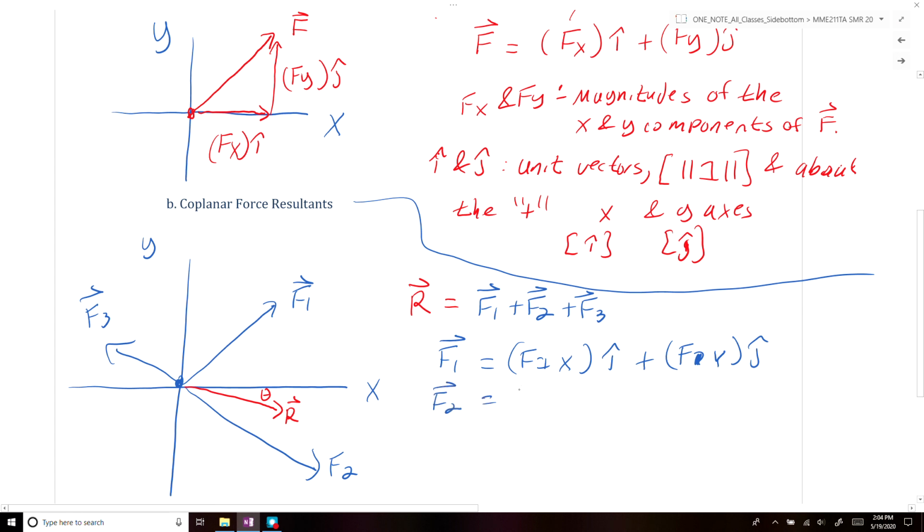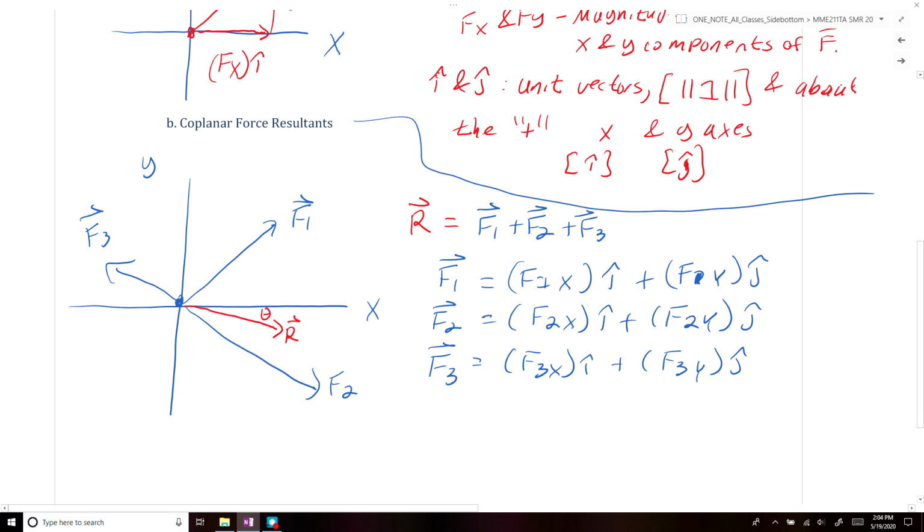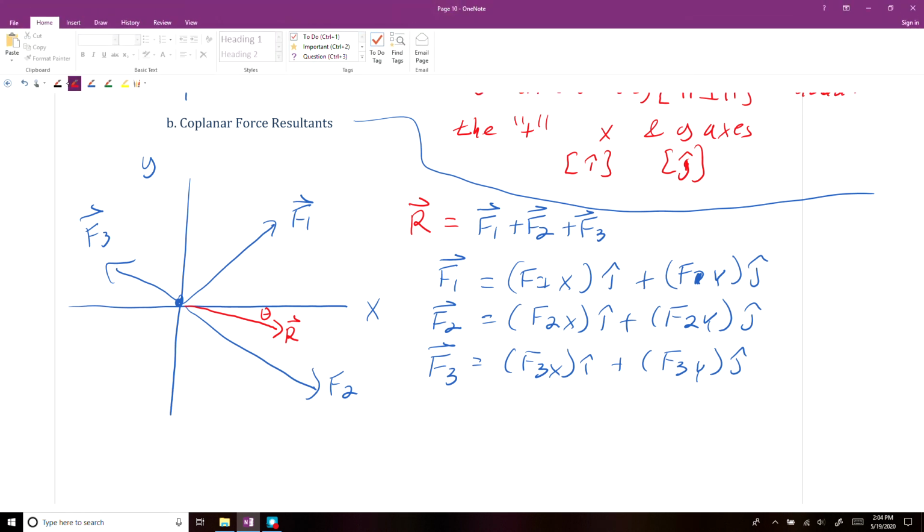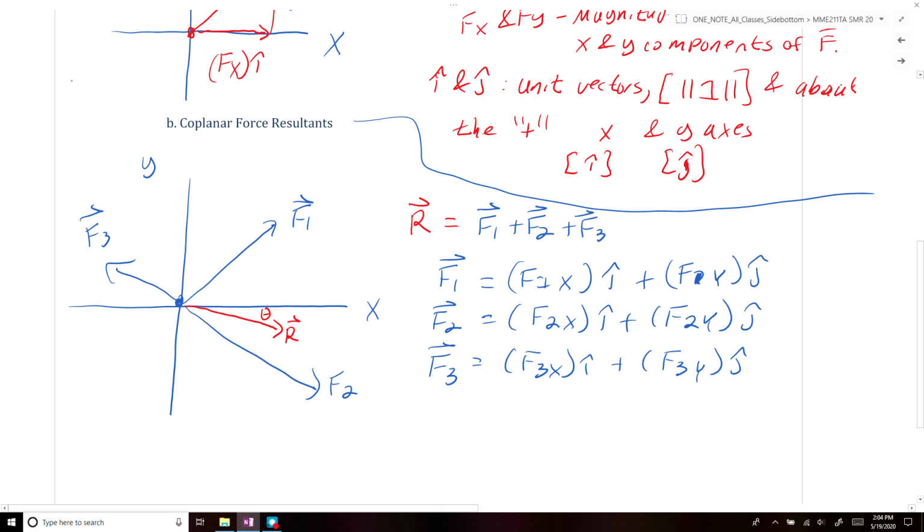If we just copy that down, we would get F2x times i plus F2y times j. And then for force 3, we would get F3x times i plus F3y times j. Now we have all of our components in Cartesian form, so we can solve for our resultant force. Our resultant force would be equal to F1x plus F2x plus F3x times the unit vector i, plus F1y plus F2y plus F3y times j.